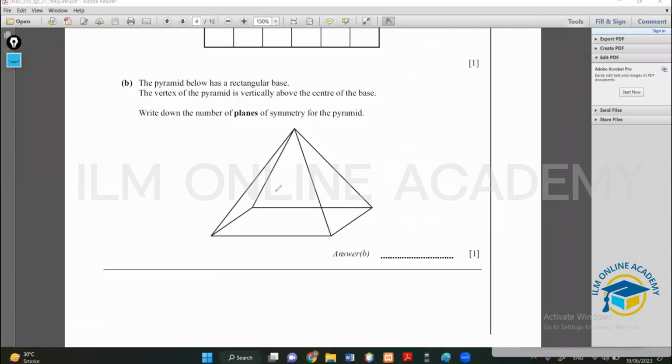The thing is, how will we find the planes of symmetry? We need to see how many planes of symmetry there are. You see that by standing a plane in the middle, how many times can I cut my object in half? Okay, how many times can I cut it into half?